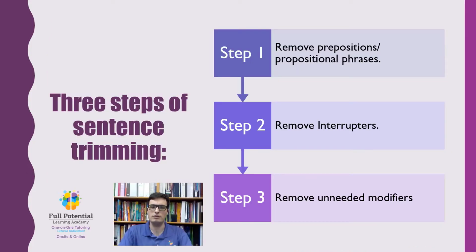Let us now move on to trimming sentences. There are 3 steps to consider when trimming sentences. The first step is to remove prepositions or any prepositional phrases, such as appositives. The second step is to remove interrupters, which we will go over later on, from the sentence. The third and final step is to remove any unneeded modifiers from the remainder of the sentence. By trimming the sentence, we'll have a less detailed but clear sentence that makes it faster to read and easier to answer on the SAT.